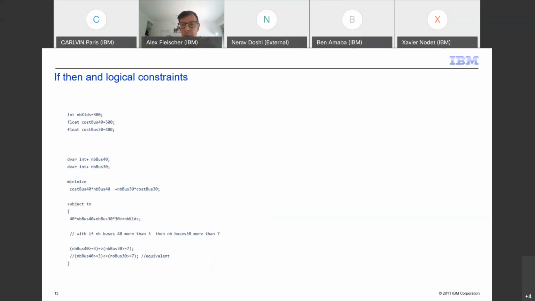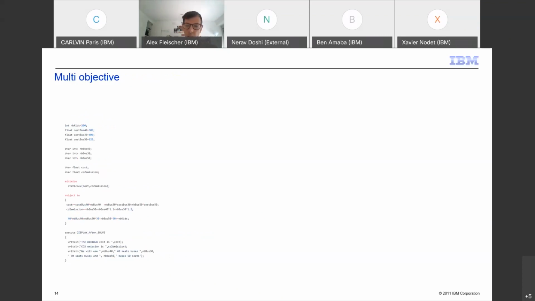And what many people, even very experienced CPLEX users, do not know, unfortunately, is that within OPL and with all CPLEX APIs, you can also directly use logical constraints, not only linear constraints. So, for example, if you want to say that if nbBus40 is more than 3, then nbBus30 is more than 7, you can directly write nbBus40 more than 3 implies nbBus30 more than 7. You don't need difficult big M's. You don't need to call an expert. You just need to write this.